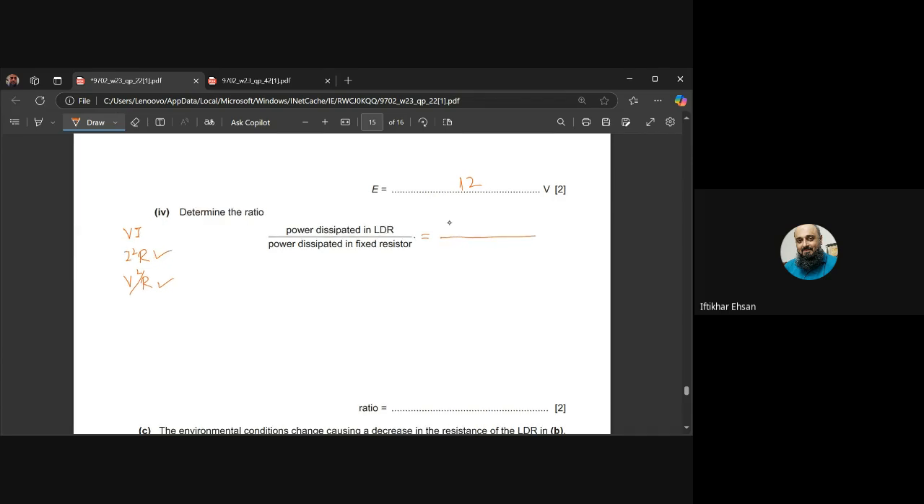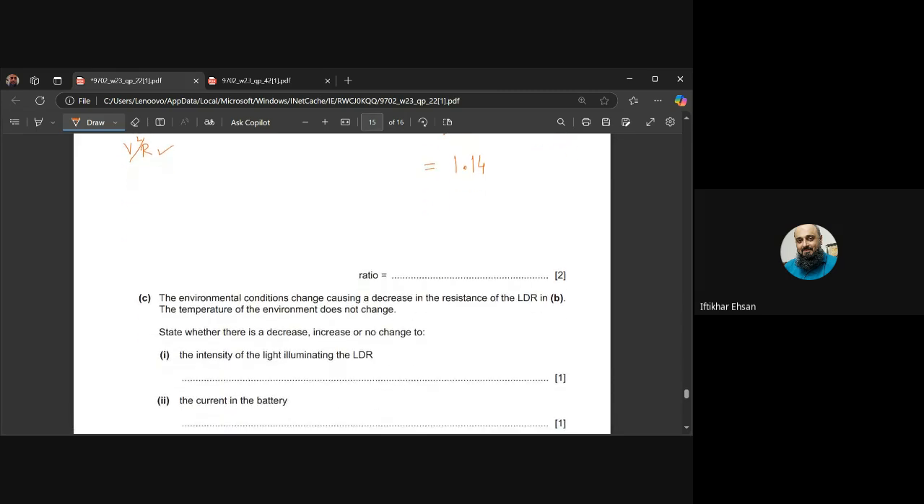The currents will be cancelled if we use I square. The resistance is 16 and for the other the current is the same and the resistance is 14. So zeros cancel. 16 divided by 14 is the simplest answer. You can write it simplified as 8 over 7, or just solve it. 1.14. Yes, sir.